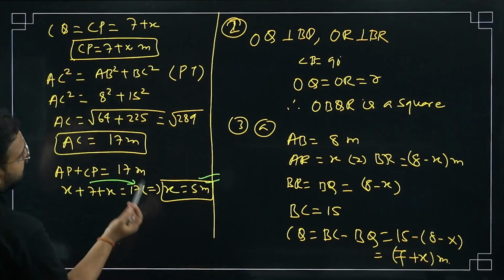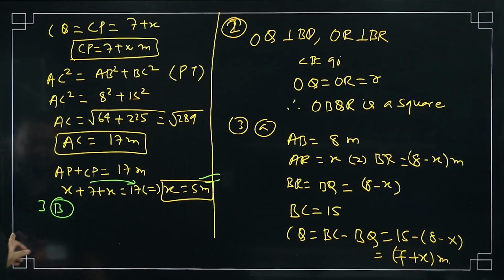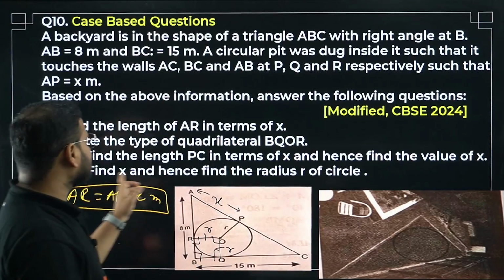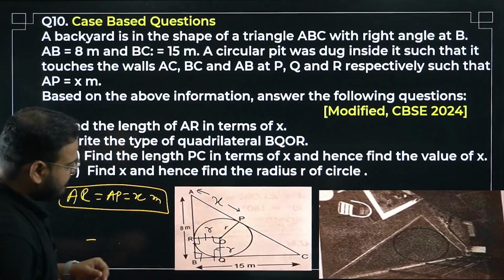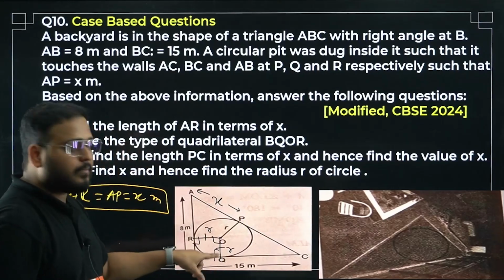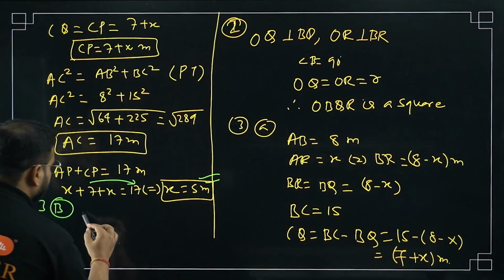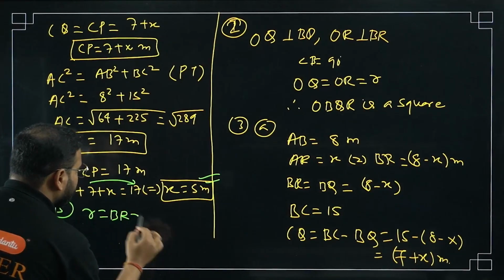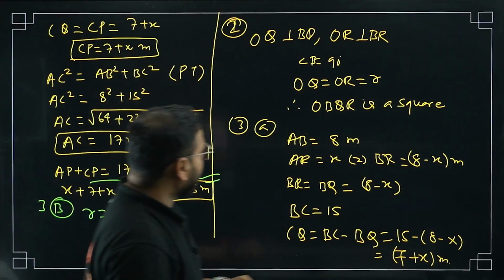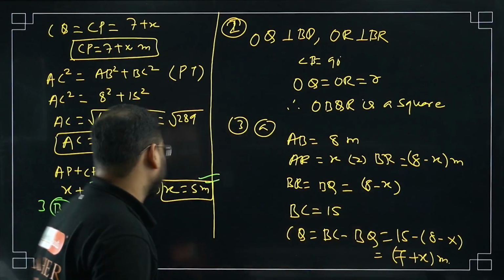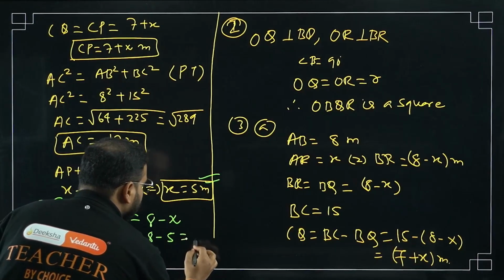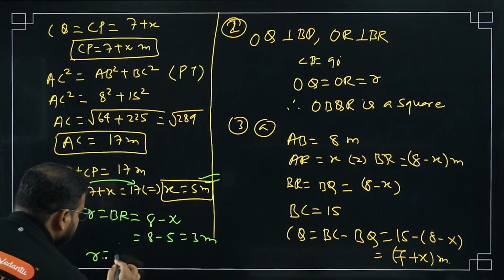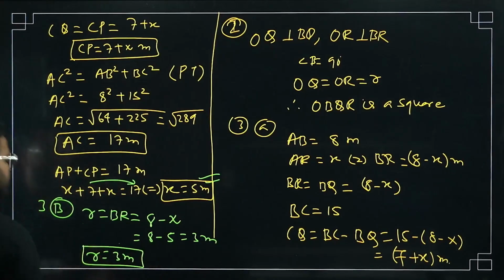Okay. Now B part. 3B. Chaliye. Find x and hence find the radius of the circle. Isn't radius nothing but BR? It's a square, right? It means all of this will be equal. So the radius equals BR. And what is the BR value? BR is 8 minus x. So 8 minus 5 equals 3 meters. Hence, the radius equals 3 meters. Please check.